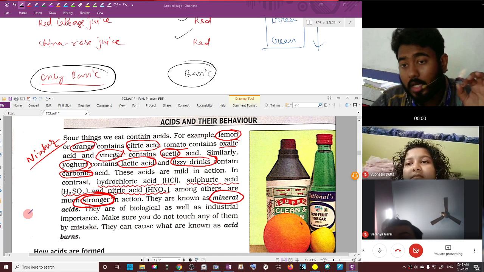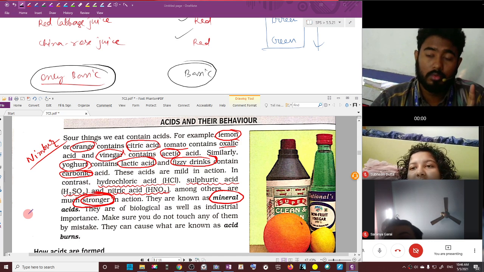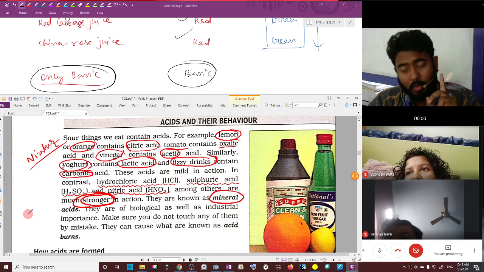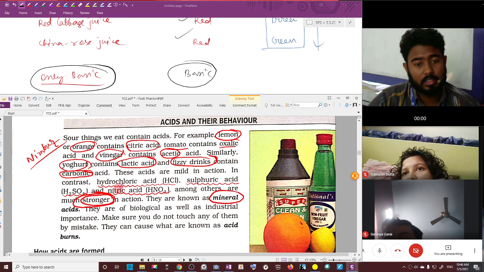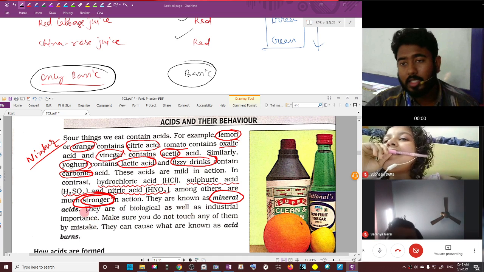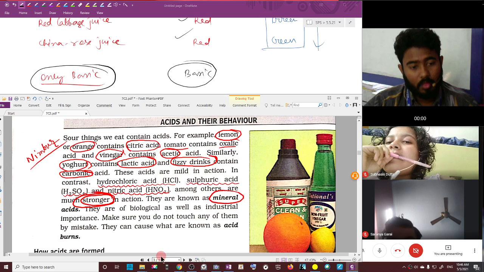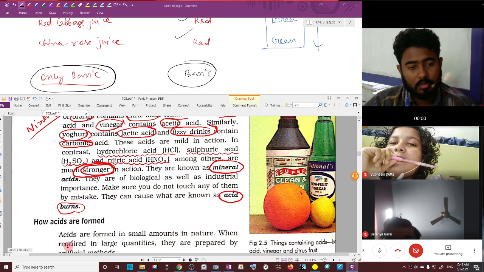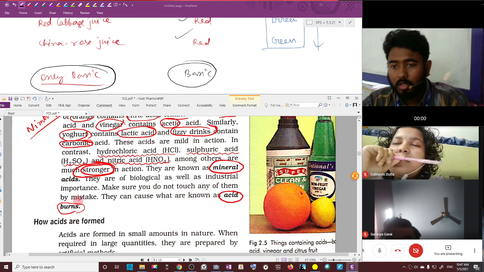For using this kind of acids, you need to be very careful, because a simple mistake can cause a lot of harm. They are known as mineral acids. They are of biological as well as industrial importance. Okay, what is acid burn? Have you seen acid burn?